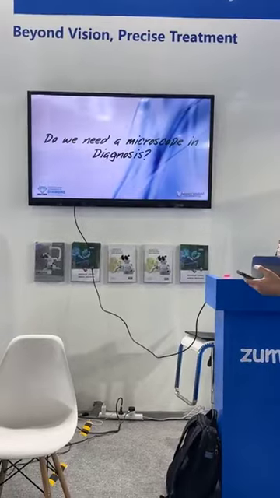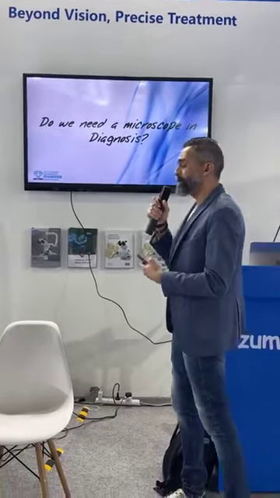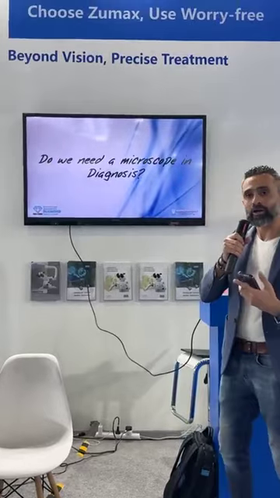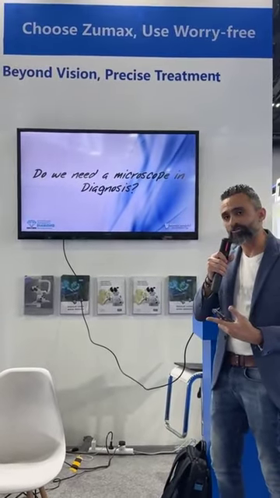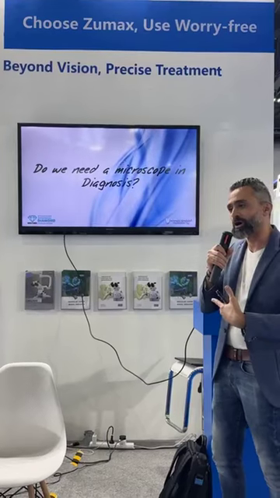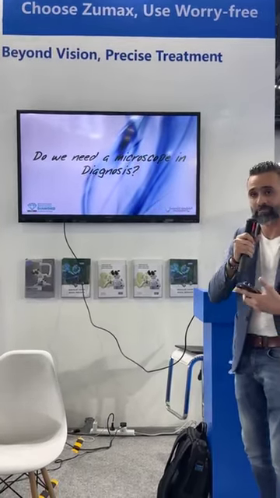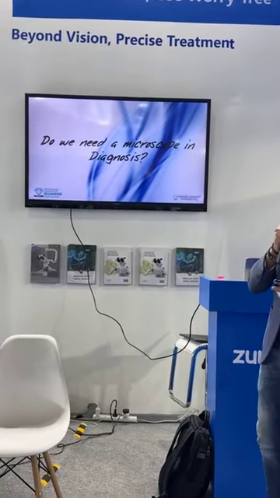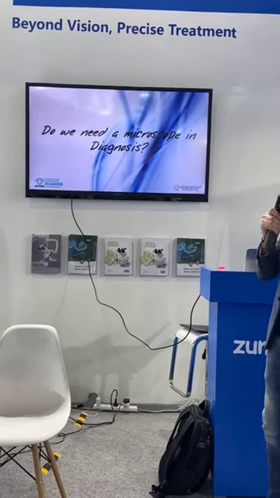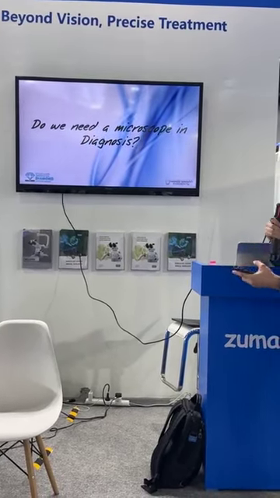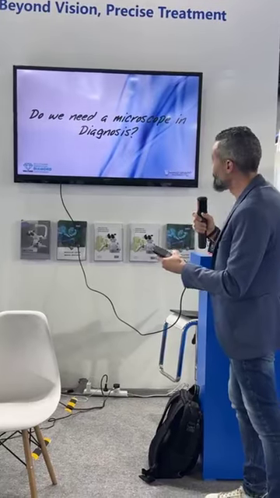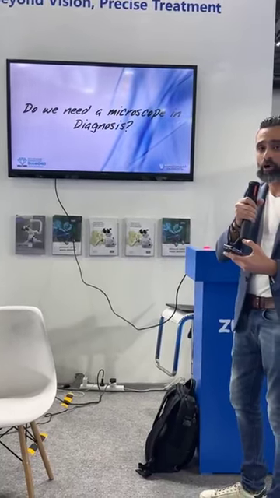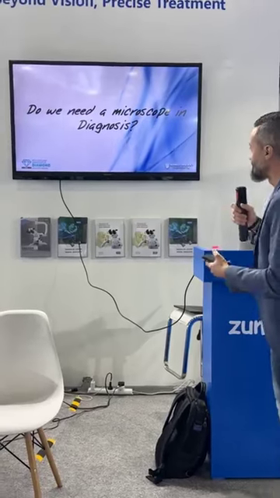So going back to the workflow, we start using the microscope not only for difficult cases, not only for separated instruments and perforations, but starting from the diagnostic workflow. We need to look, as Dr. Muhammad showed us, at examining the patient. So we need a microscope sometimes for examining and diagnosing the case.